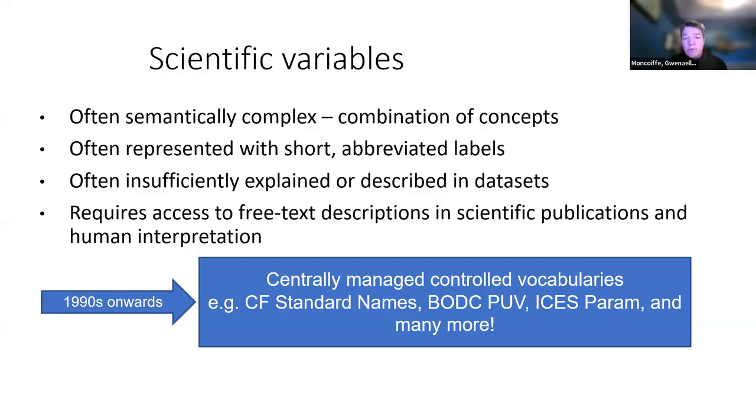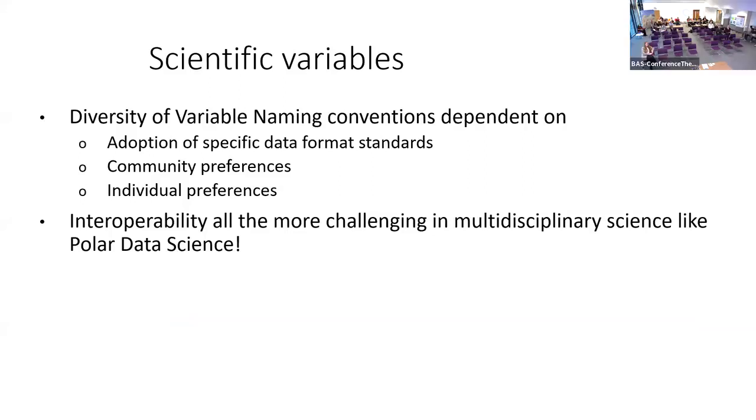Here I just name a few: CF standard name, BODC parameter usage vocabulary. There's also the ICES param vocabulary, and there are many more as well. So for scientific variables, we've got a large diversity of variable naming conventions, and obviously this is dependent on the adoption of specific data format standards, like for example the Climate and Forecast convention, or some other formats that might require specific vocabularies. But it's also dependent on community preferences, as well as individual scientist preferences.